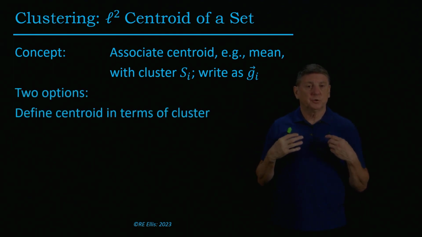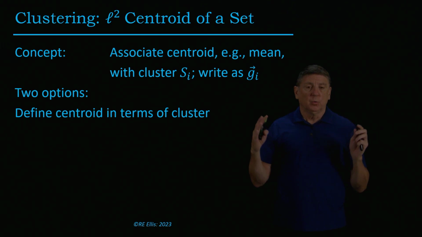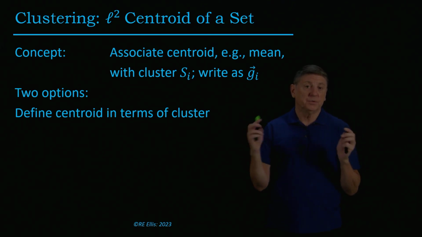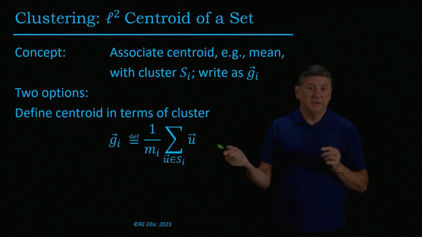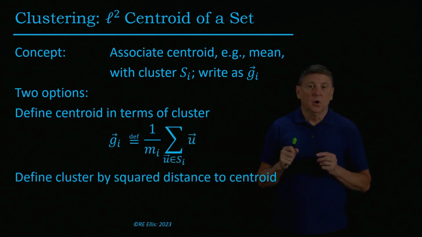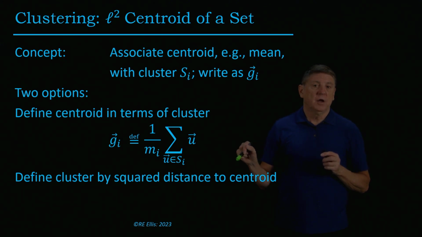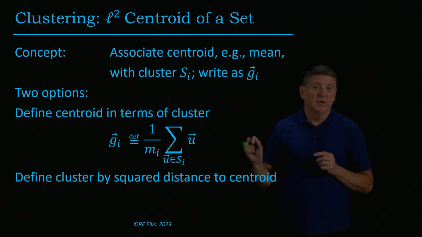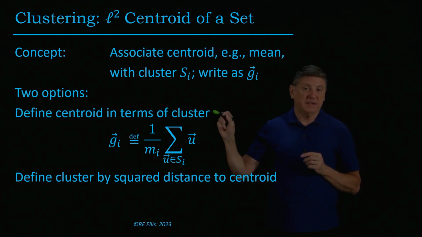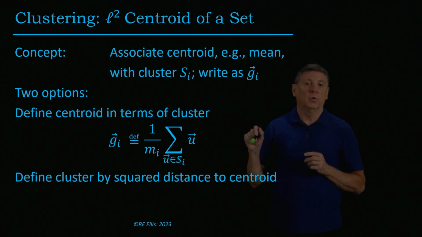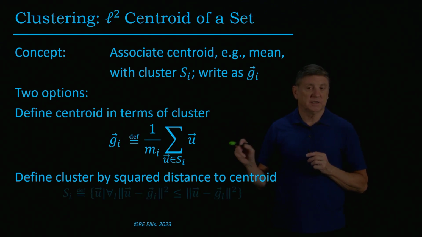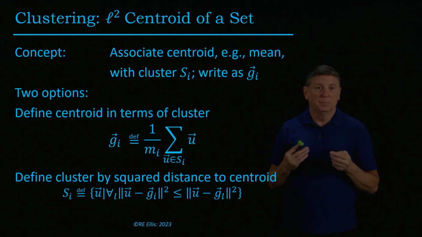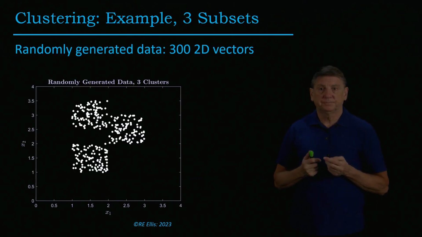So we can have two options. One is we could define a cluster and then compute the centroid, and we could, for example, simply take the mean. Or we could define a cluster as everything that has a certain squared distance to that centroid. So we can define the cluster, deduce the centroid, or define the centroid, deduce the cluster. And these are in some sense interchangeable, but they are quite distinct.